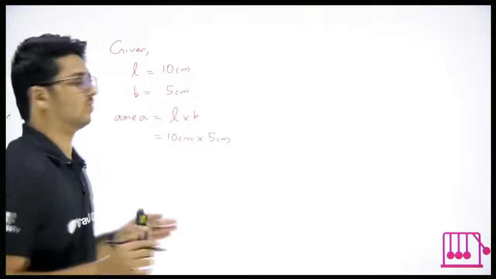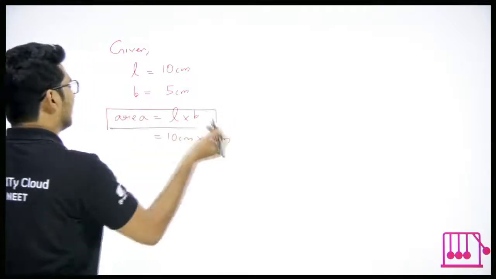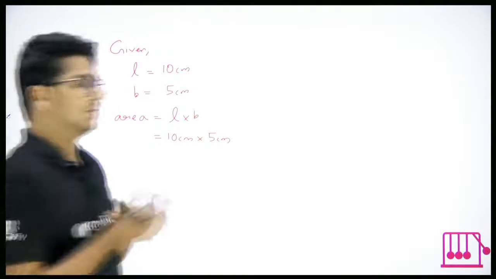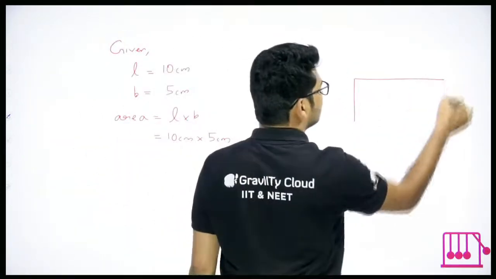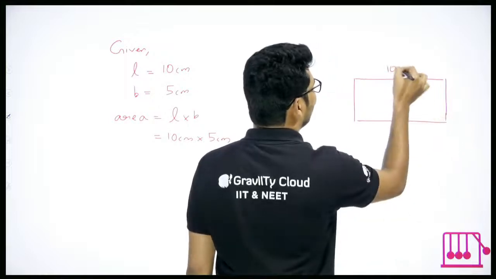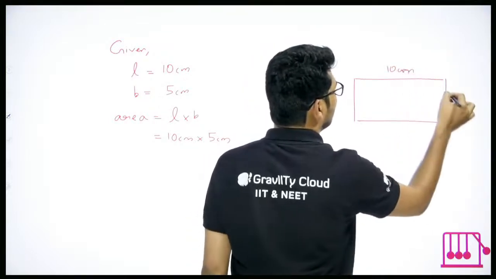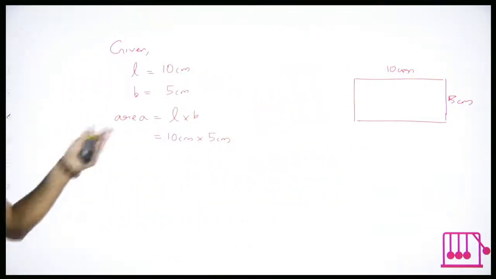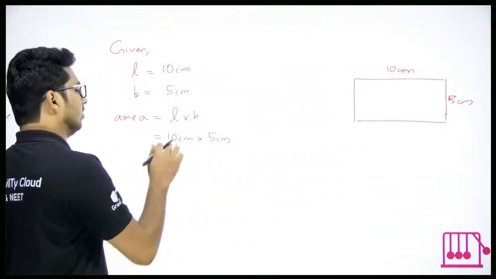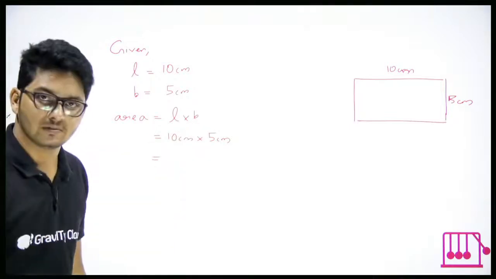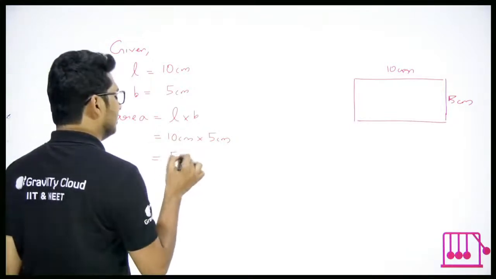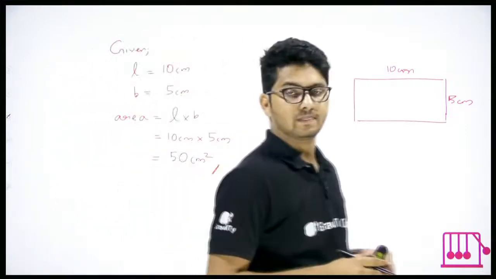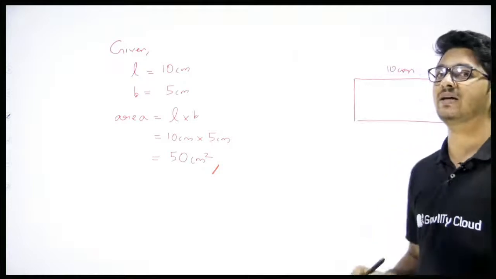Just substitute, and we will get the answer. What is this? This is the area of a rectangle. You have to remember the formula. A rectangle will be something like this, so visualize it. Length is given as 10 centimeter. Breadth is given as 5 centimeter. We have to calculate the area. We use the formula and substitute. 10 into 5 is how much? 50. So it will be 50 centimeter square.